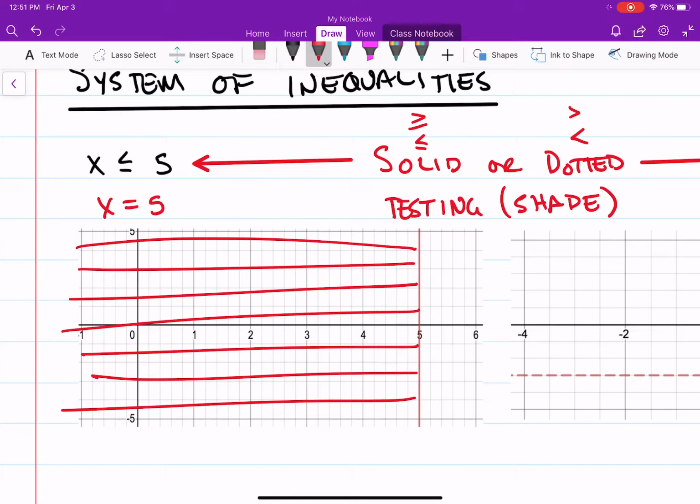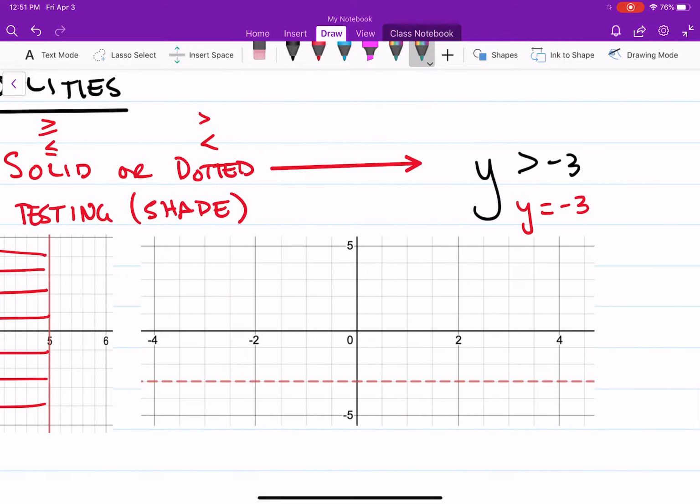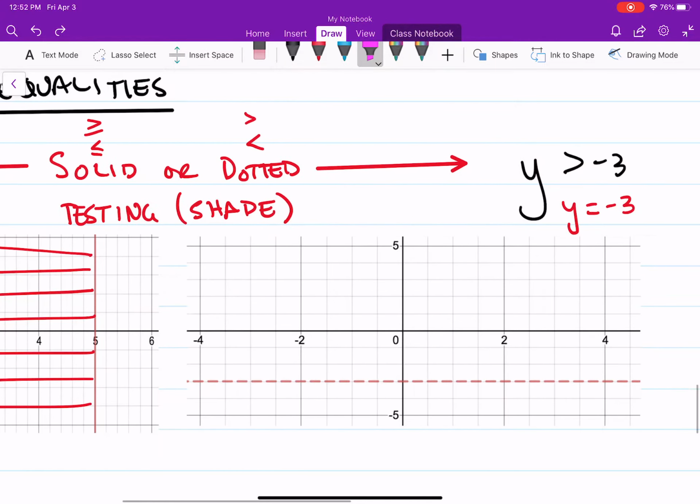And that would be my solution. And with this one, y has to be greater than -3. You should already know what y values are going to be greater than -3. Well, -2, 0, +2, those are all going to be y values that are greater than -3. So that tells me that I'm going to shade this upward.